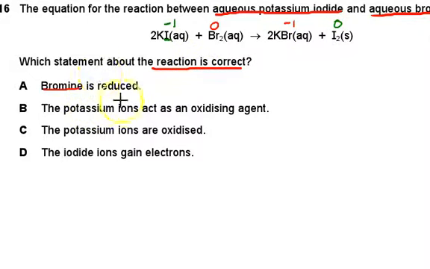Okay, now let us look at B. A potassium ion acts as an oxidizing agent.